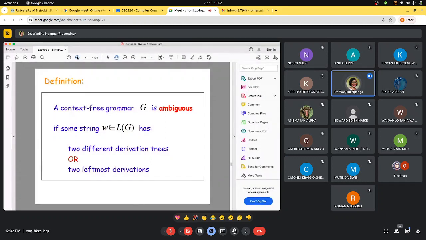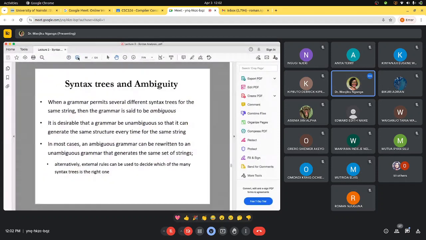Of course, the bigger challenge here is how do we determine this string? You may choose a string which doesn't give ambiguity. So it's almost like you have to keep trying by trial and error until you find one string that you can generate more than one parse tree for. And we see that's also a challenge. So when a grammar permits several different syntax trees for the same string, then we're saying that that grammar is ambiguous.